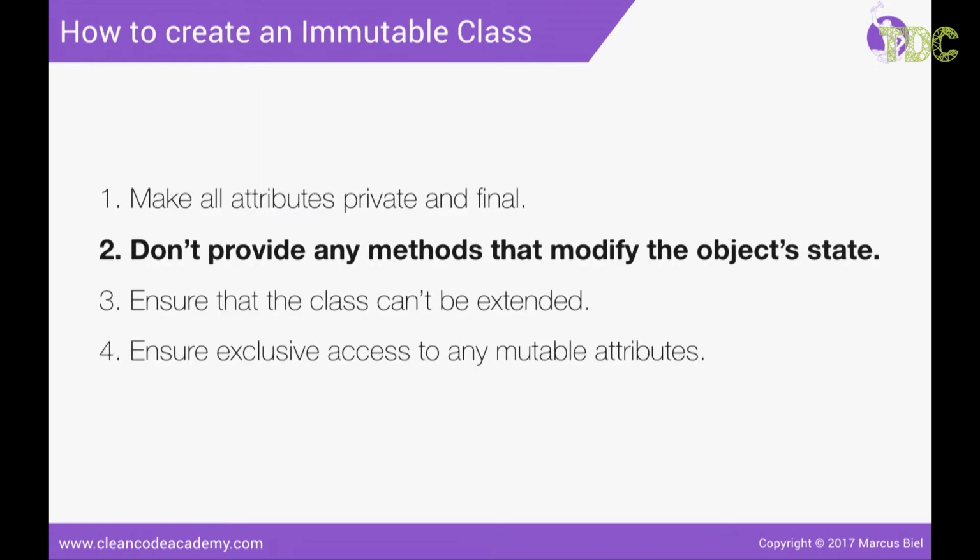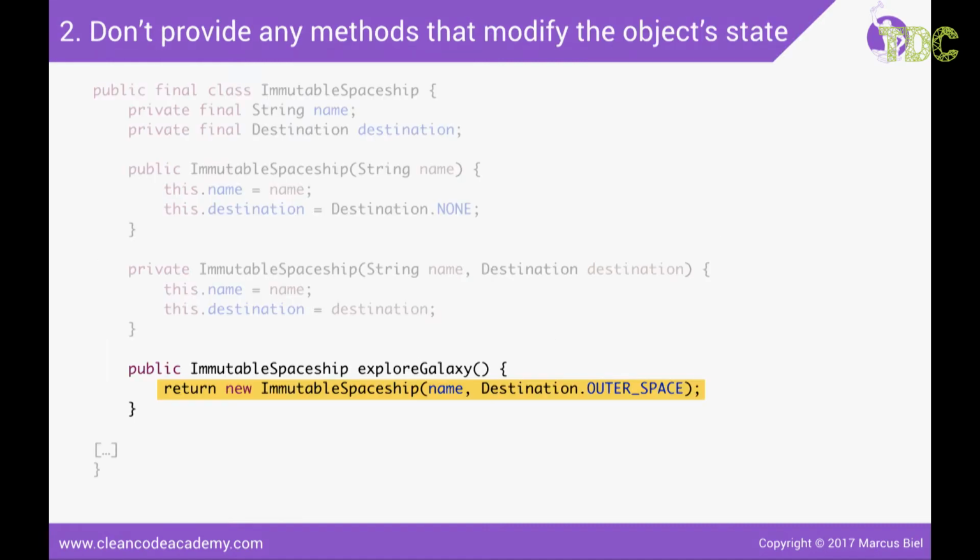Okay, so the next rule is the one that I already showed you in the intro. So that should be really easy. You should not provide any methods that modify the object state. So here again, we see exactly the same example as from the introduction. We just return a new instance.